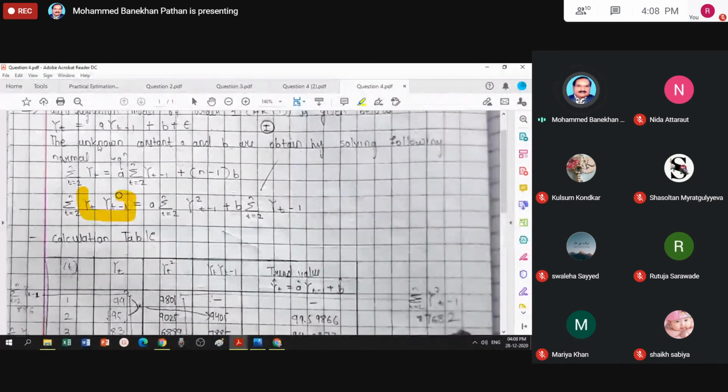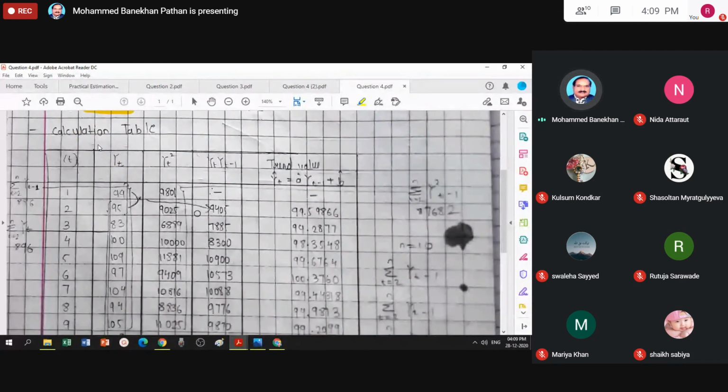Current value with preceding, and prepare this column. And then make total from second value to the last value. Same thing here. So by using these two equations, I will try to estimate constant A and constant B. These two equations are known as normal equations. With the help of these two equations, I prepare a calculation table.